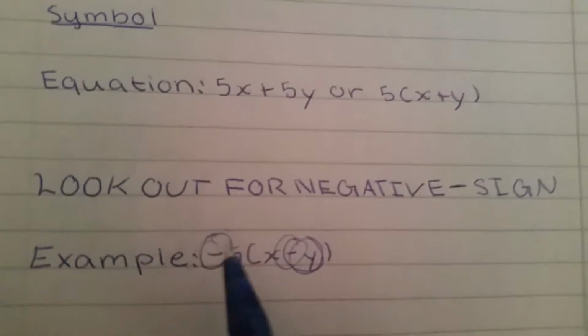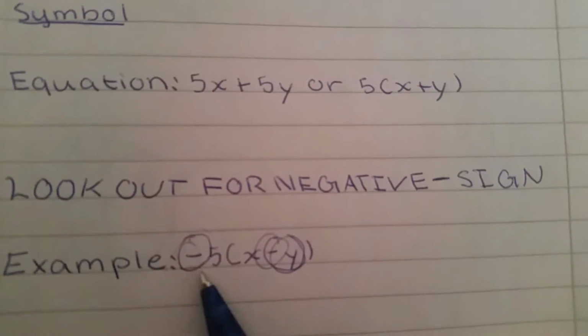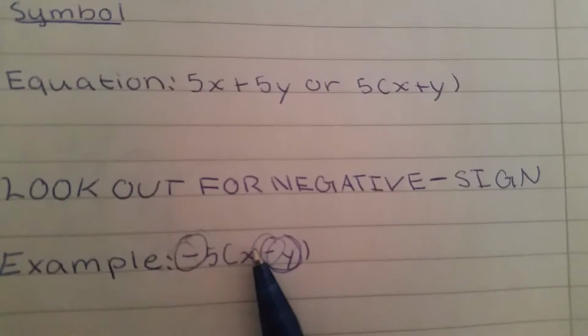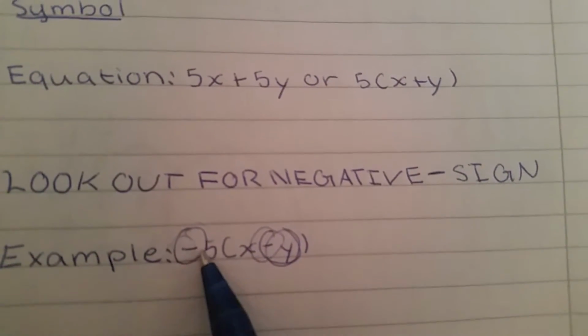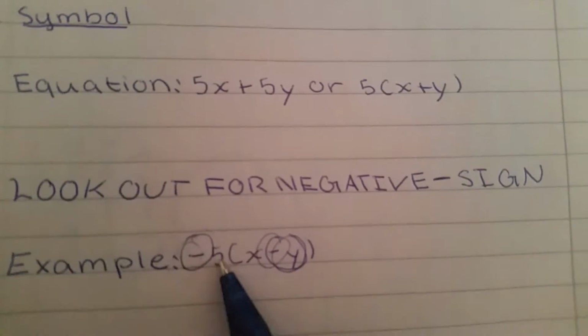So here we would write it as multiplication, and it would be minus 5x, and since a minus and minus make a plus, it would be 5y.